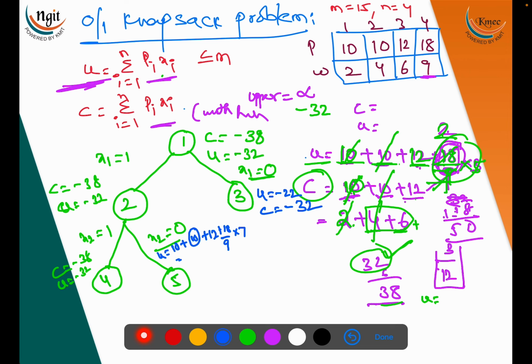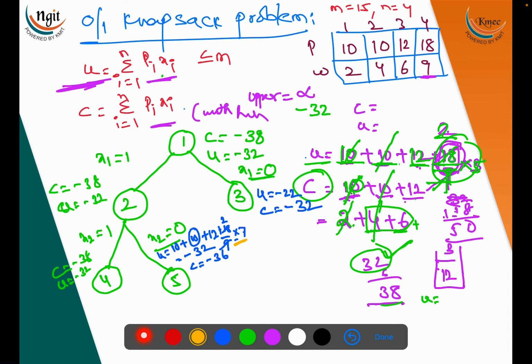So the cost is what? 10 plus 12 is 22. 22 plus 7 into 4 is 14. 22 plus 14 becomes 36. Now when x2 is equal to 0, your u value is minus 32, c value is minus 36. So c is with fraction, u is without fraction. So I am calculating in one equation. If you consider this fraction, then it is the c value. If you don't consider this, it is the u value. Please keep in mind. Now let's go ahead.